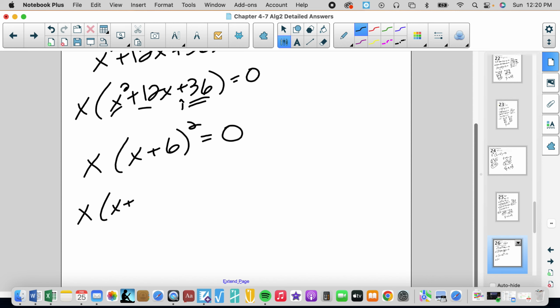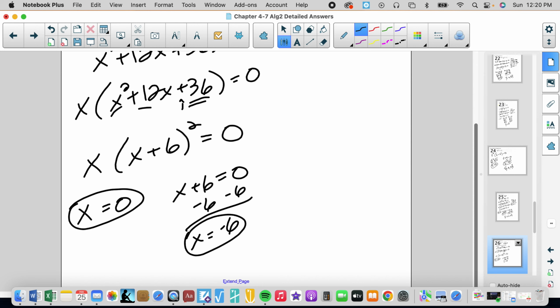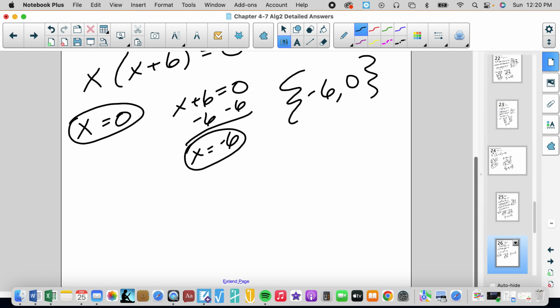So we have x equals 0. We have x plus 6 equals 0. And we don't have to write it twice because we know it'll produce the same solution. So those are my 2. Now, that's an interesting thing. You should know that when it's squared, when it happens twice, that it's bouncing. It bounces off of, that's going to be negative 6.